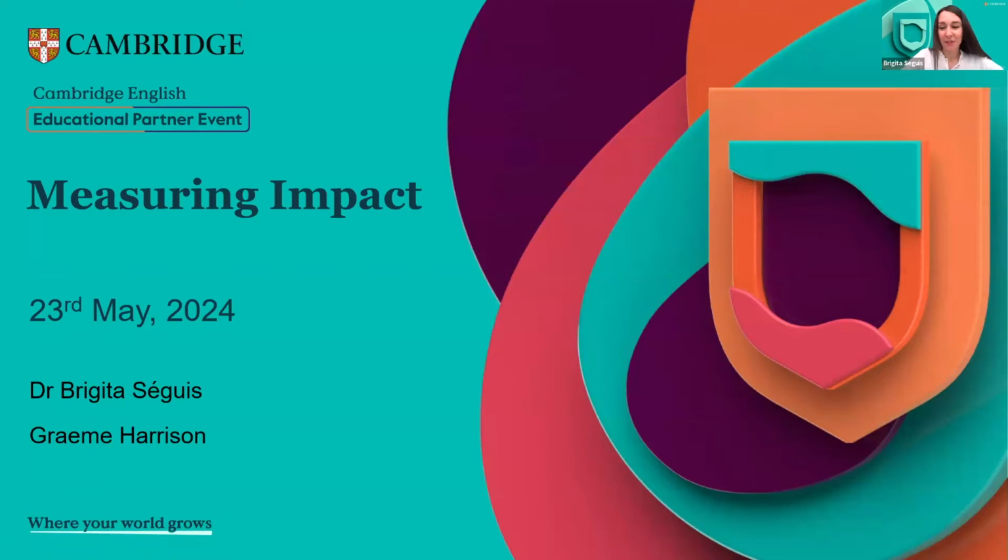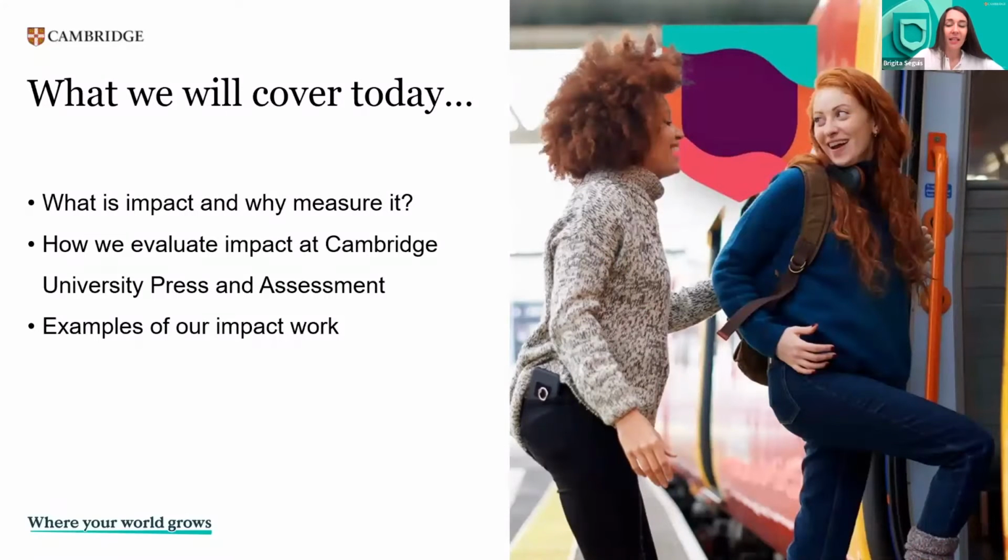In the next 45 minutes or so, we will be talking about measuring impact. This is a brief overview of what we will cover today and how we're going to structure our session. First of all, I'll give you an overview of what we mean by impact and why we think we should measure it. And then we will focus specifically on how we evaluate impact at Cambridge University Press & Assessment. We'll give you some examples of the kind of data that we collect, and also some very hands-on examples from the context where we actually conducted impact evaluation studies.